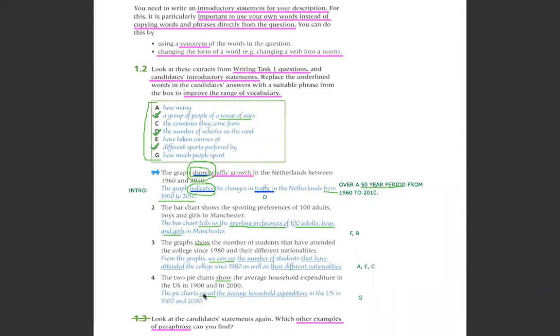Okay, some people might write this. I want you to tell me if you think it's correct or incorrect. The pie charts below reveal. Is it correct to add below over here? What do you think? Yes or no? Sometimes in the question, it will say the graph below. Is it correct for me to add it into my introduction?